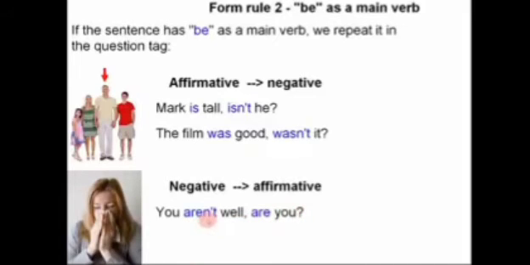You aren't well, are you? Remember that a negative statement will always take an affirmative question tag. Aren't is repeated as are in the question tag, but the verb form doesn't change. The next one: Claire wasn't at her desk, was she? Wasn't is a singular form of the verb be showing past tense and also in the negative. It is repeated in the question tag in the positive: was she?